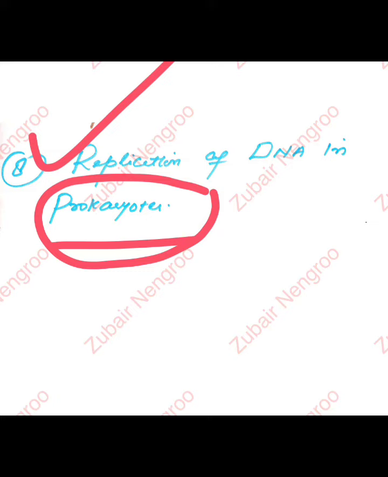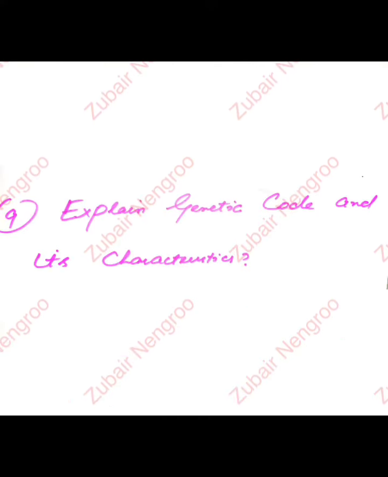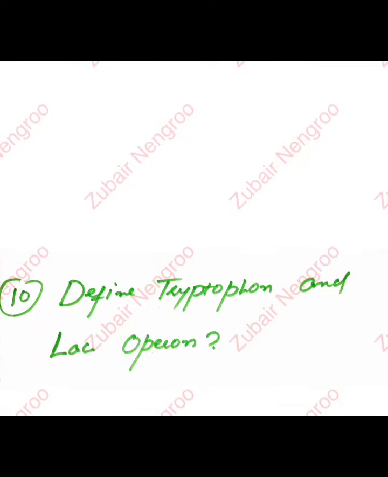Now the ninth question we have: explain genetic code and its characteristics. The tenth question is: define tryptophan and lac operon. So this was all about the guess paper of PG 5th semester students for botany.